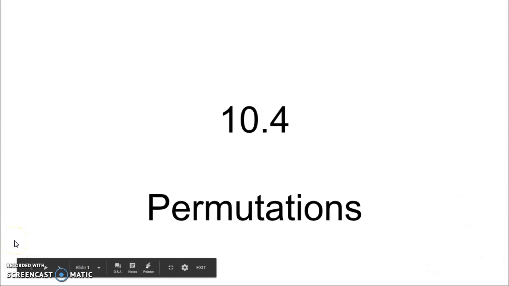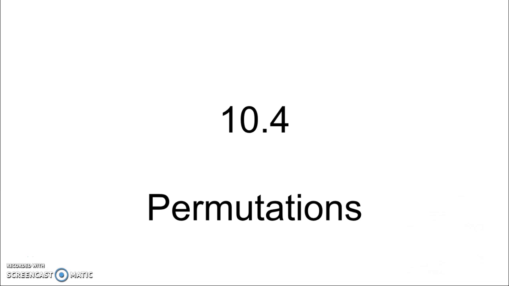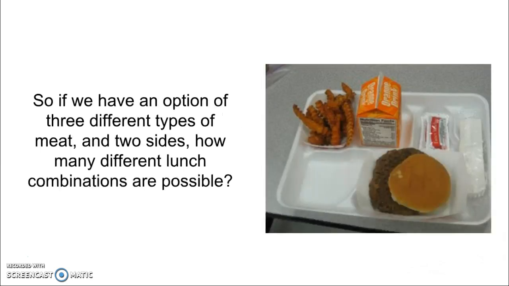As we continue on with our unit on data and statistics, we're working our way towards doing probability problems. And in order to calculate probability, eventually we're going to have to be able to count possible outcomes. And so that leads us to using the fundamental counting principle and the concept of permutations.